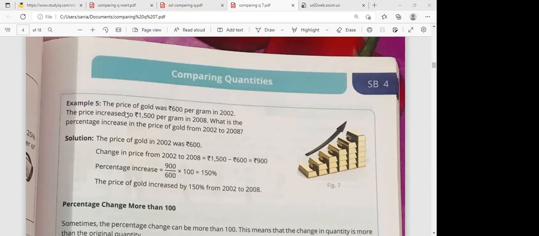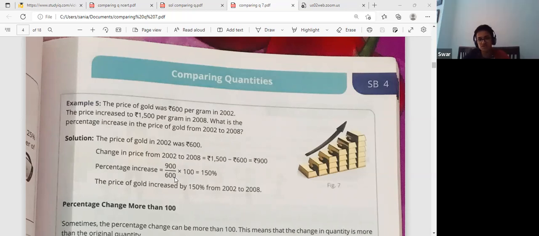See, the price of gold was 600 in 2002. The price increased from this to this in 2008. You have to find the percentage of increase. So the price is 1500, and it increased from 600 to 1500, so you will subtract it. How much is the increase? 900 is the increase.